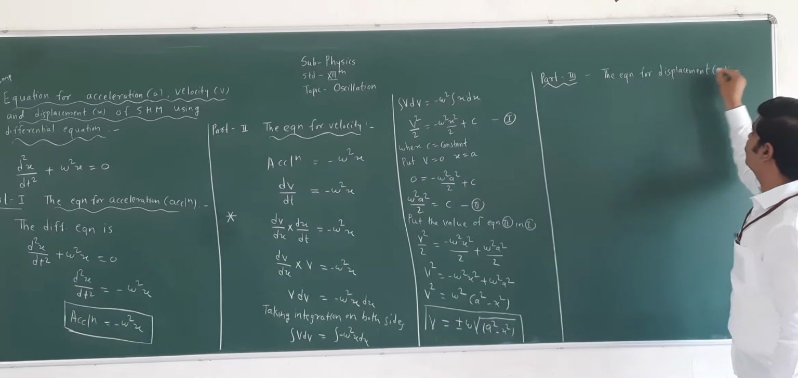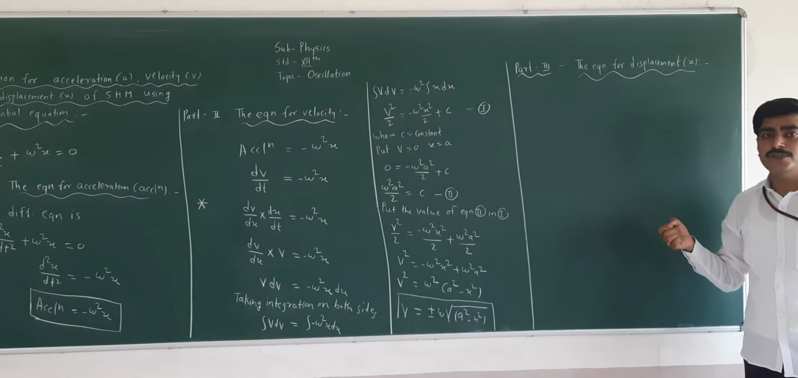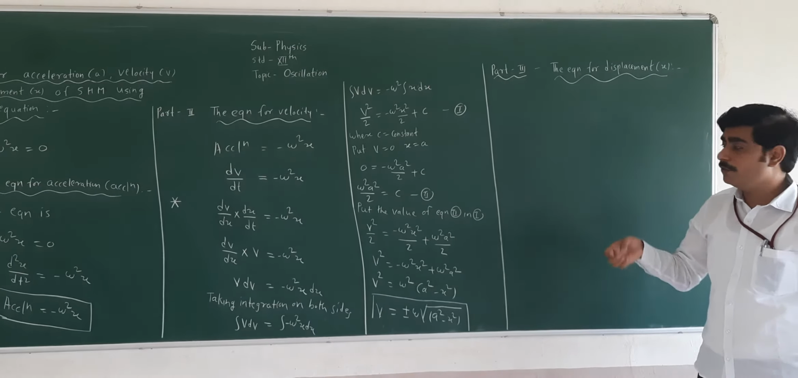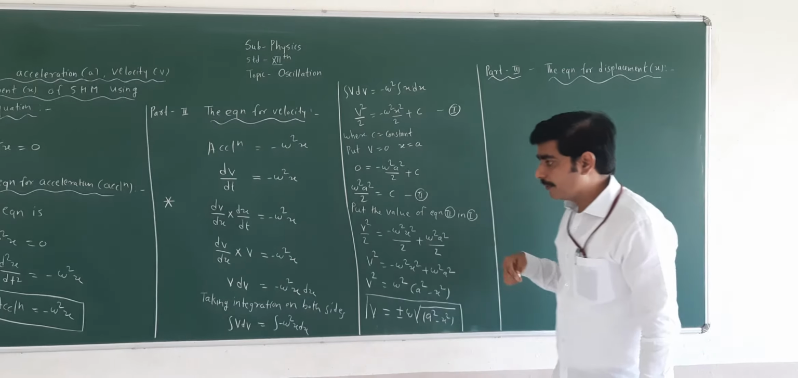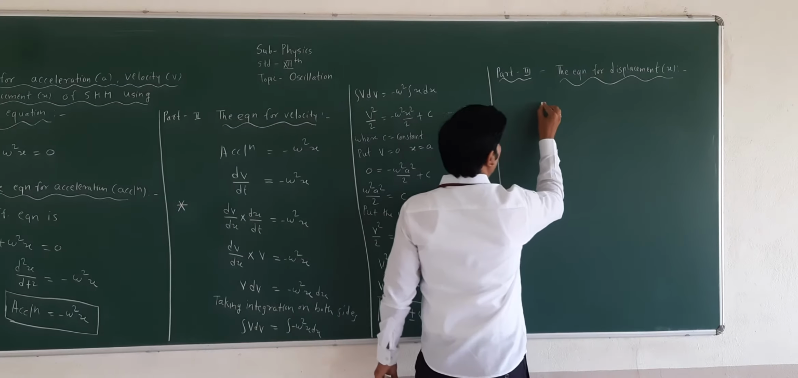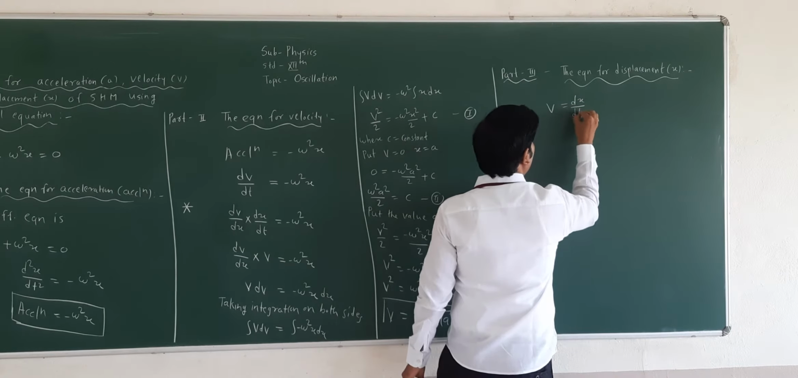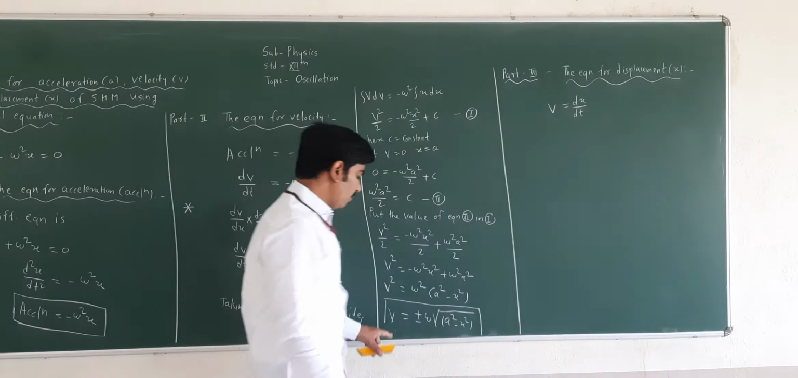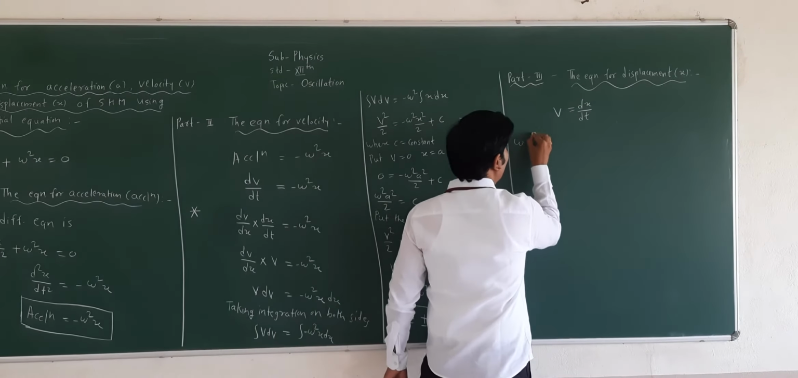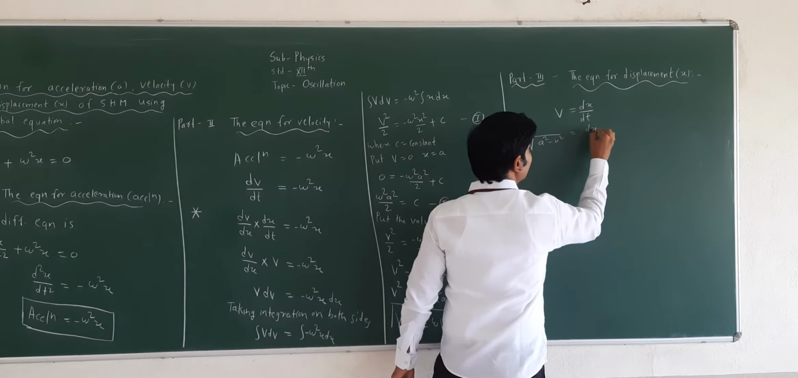And displacement is going to be symbol x. In order to find the equation for the displacement, we have to use the equation for velocity. What is velocity? Velocity is nothing but the rate of change of displacement. So v is equal to dx by dt. What is the value of v? So we have the value omega under root a square minus x square is equal to dx upon dt.